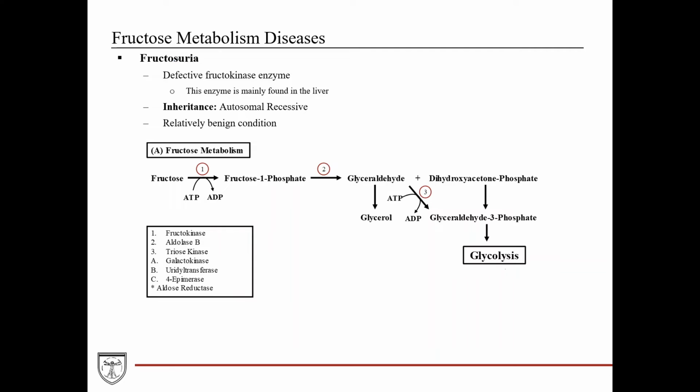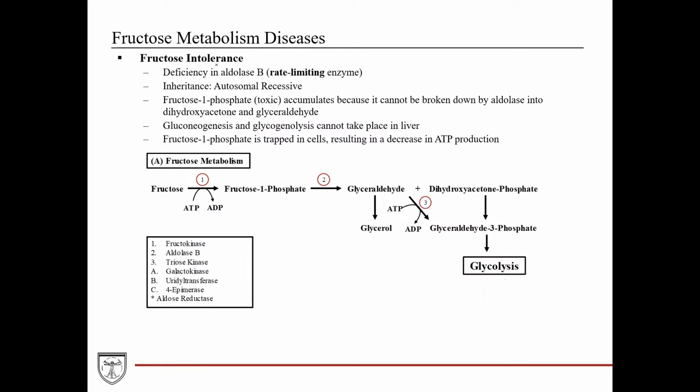So the first disease we'll talk about is fructosuria, which is where you have defective fructokinase enzyme. And this is an enzyme mainly found in the liver, and this is the first step here in fructose metabolism. So you're not phosphorylating fructose to fructose 1-phosphate. The inheritance is autosomal recessive, and really this is a relatively benign condition because since you can't phosphorylate fructose and trap it in the cell, you end up just peeing it out usually. Or by other mechanisms, it can get converted to fructose 6-phosphate and then be used in metabolic processes in the cell. But again, it doesn't build up and cause any kind of toxic effects to the cells or tissues. And so it's a very benign condition.